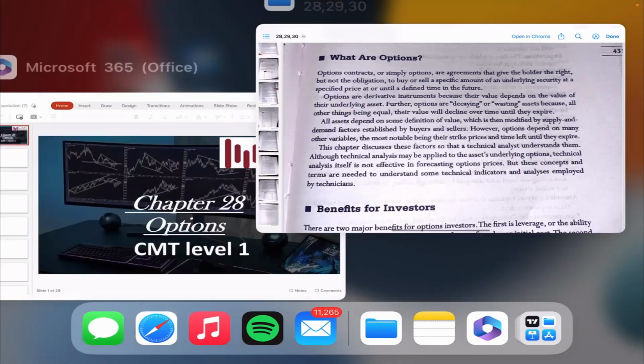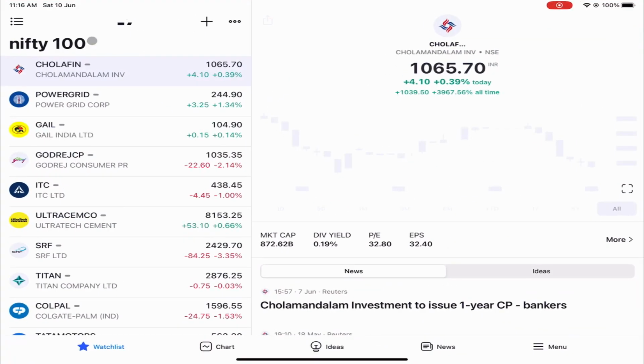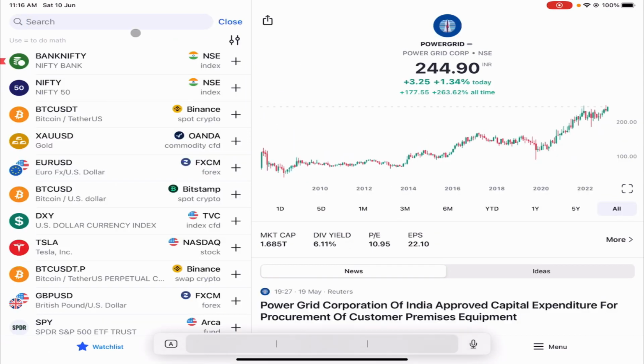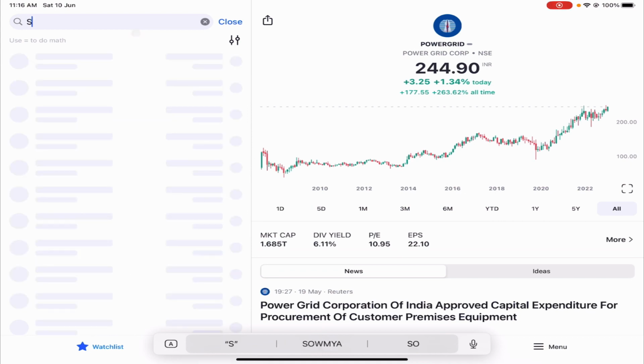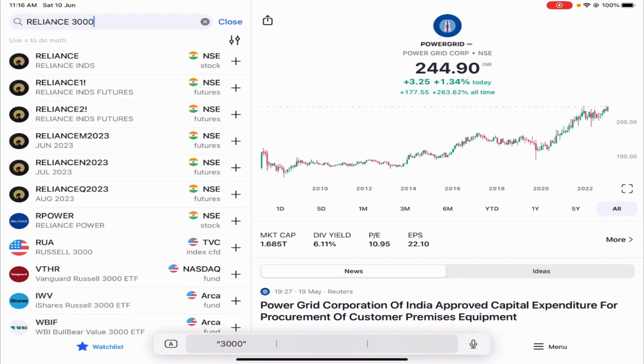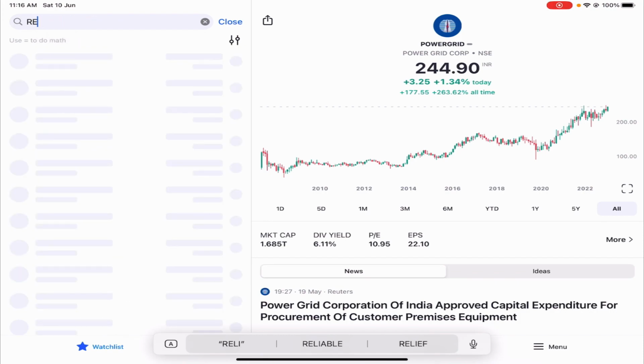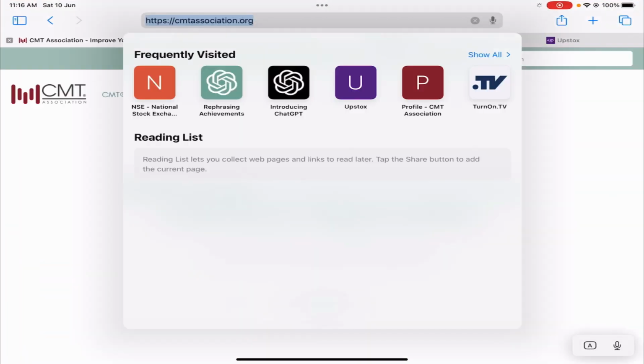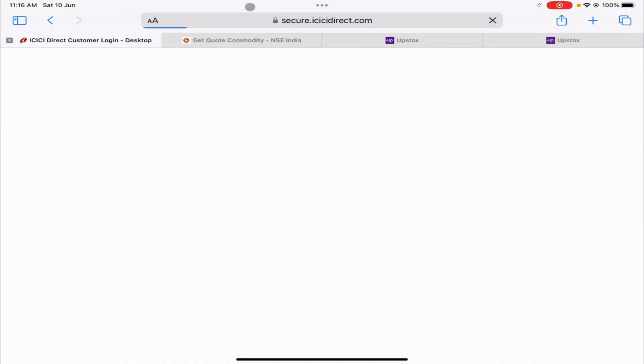And I can go on my TradingView if I want to, and I can see option contracts of anything. So there are Nifty, Bank Nifty index options, there are stock options, there are various kinds of options. For example, I don't know if it's there on TradingView. Let me try Reliance 3000. Okay, it's not there on the TradingView platform. I'll use the internet to show you that. Just a second.